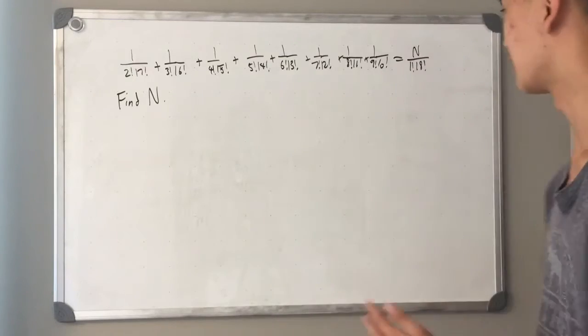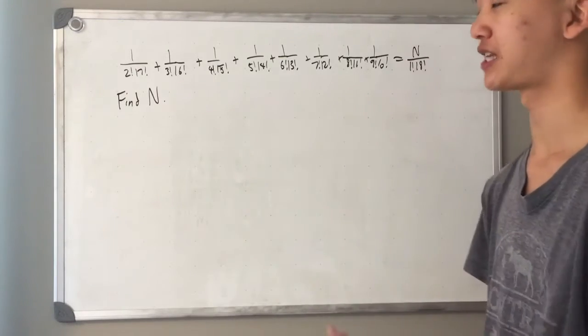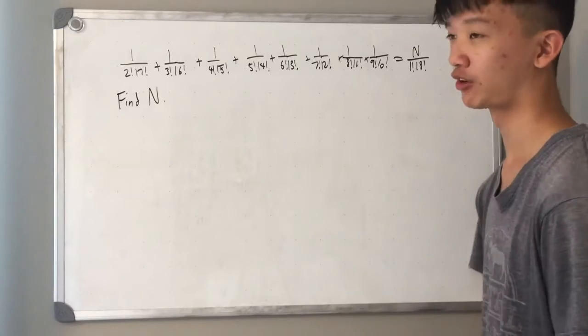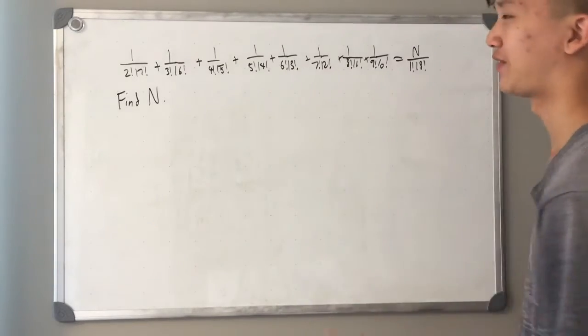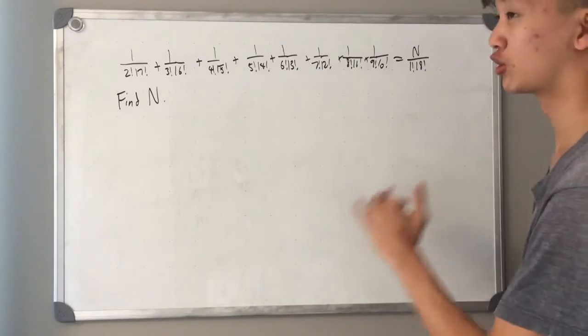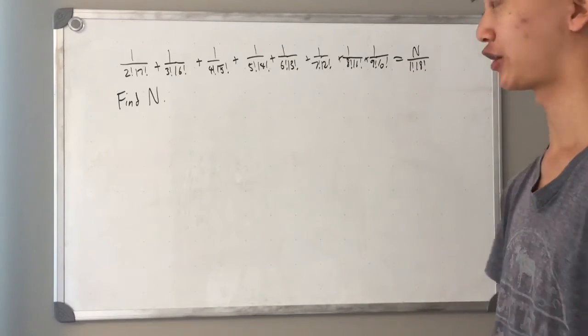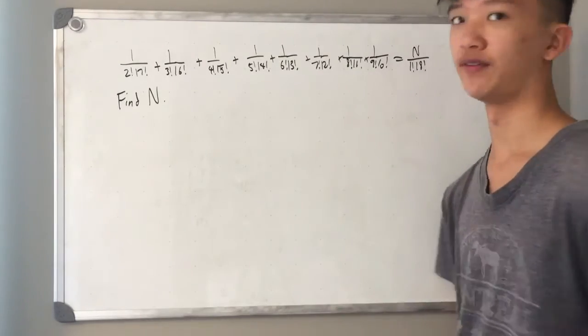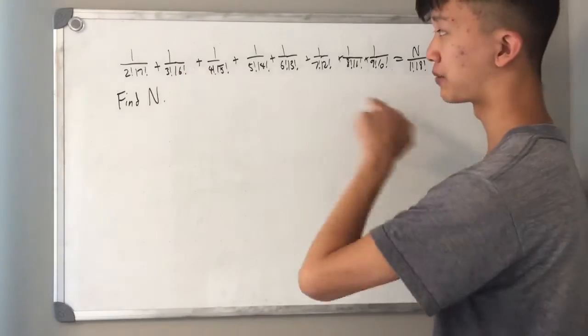So there exists a value n satisfying 1 over 2 factorial 17 factorial plus 1 over 3 factorial 16 factorial, all the way to 1 over 9 factorial 10 factorial, and it's equal to n over 1 factorial times 18 factorial. And we are to find the value of n. So first we notice that all of these numbers add to 19.